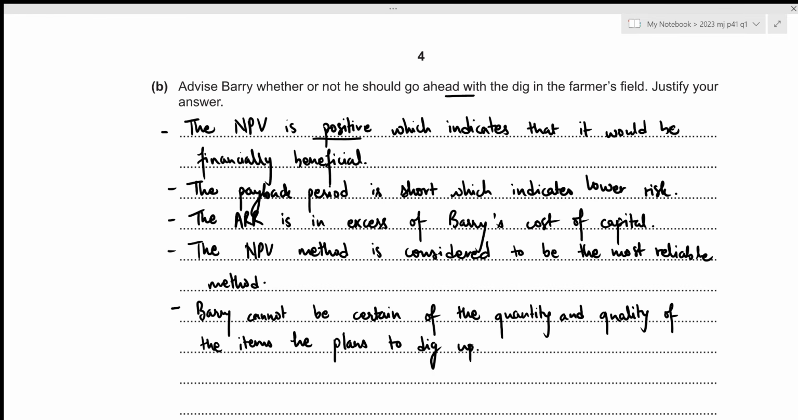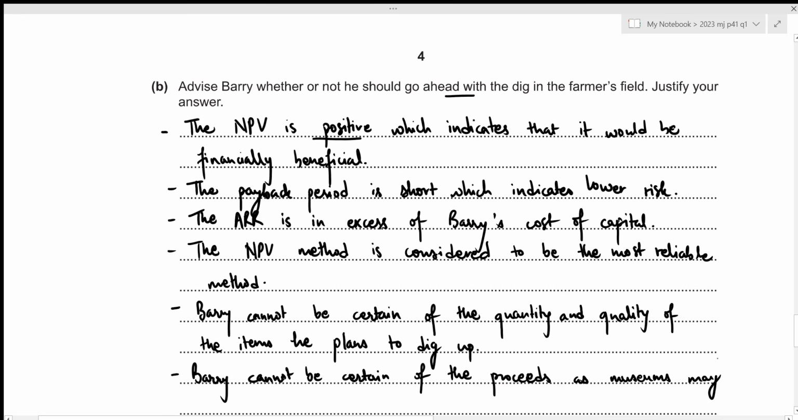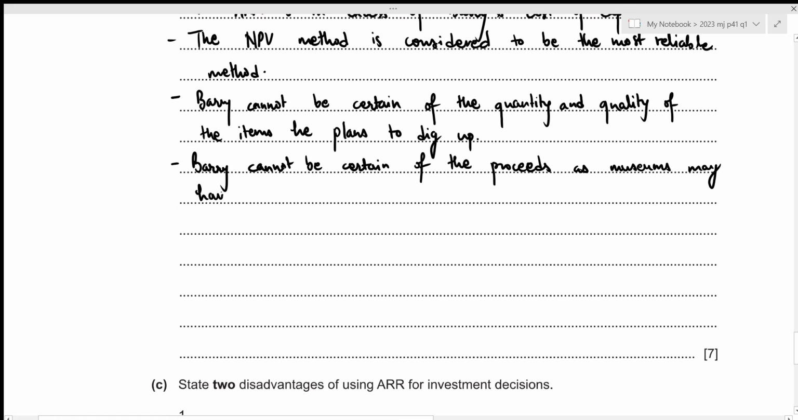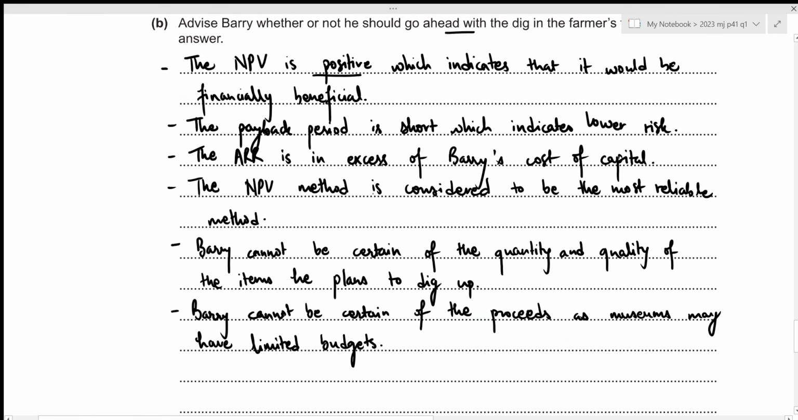And he also cannot be certain of the proceeds from the museums, right? Because museums may have limited budgets and they might not be able to buy the items that Barry wants to sell. Let's write it down. Barry cannot be certain of the proceeds as museums may have limited budgets. Okay, so we have written down 4 considerations.